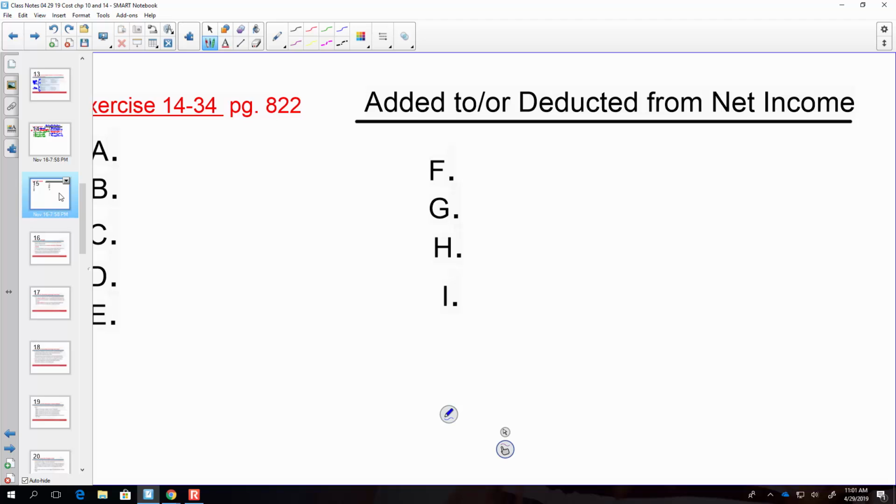Okay, another concept that we have to go through is 34.